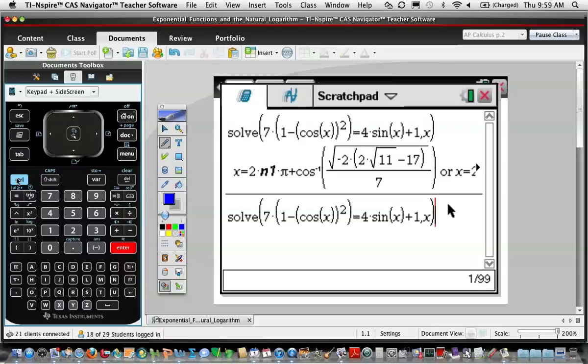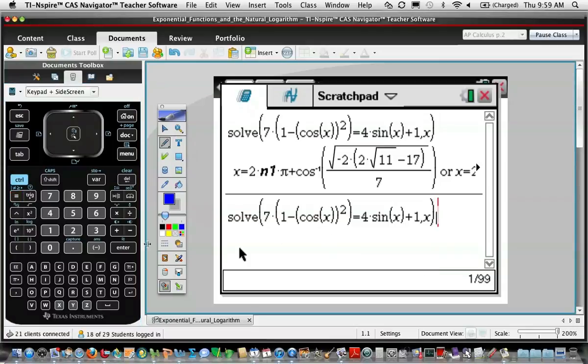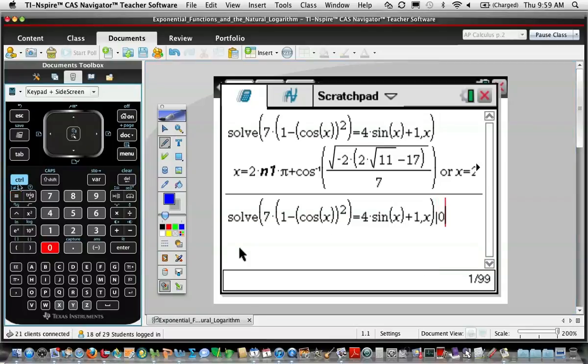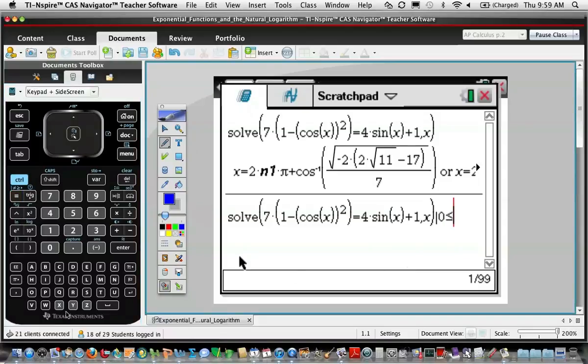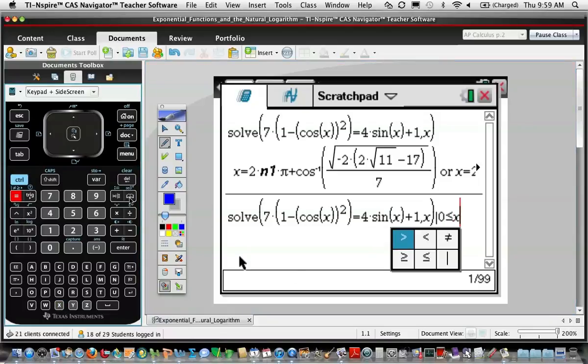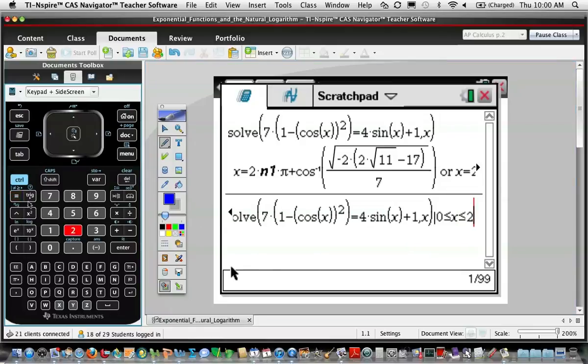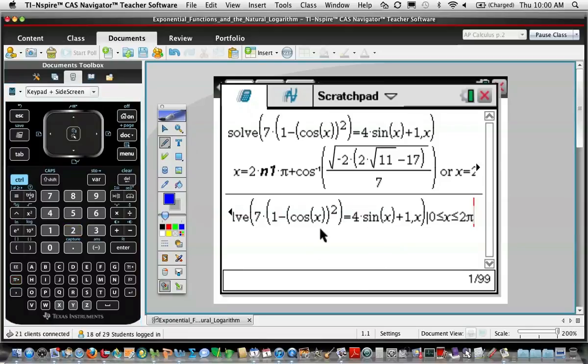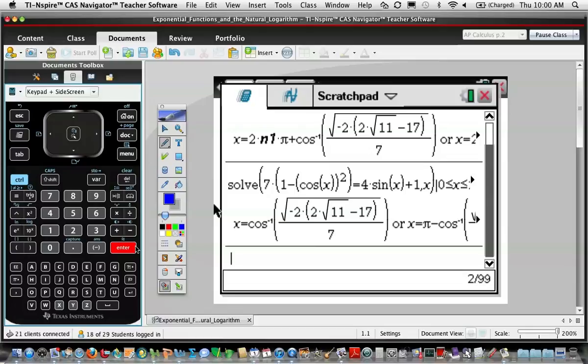So we go in here, the vertical bar is right here, control equal sign, vertical bar, and then you can go 0. And we want to go back to that same menu and do less than or equal to x, back to that same menu, less than or equal to 2 pi. Bottom left. All right?